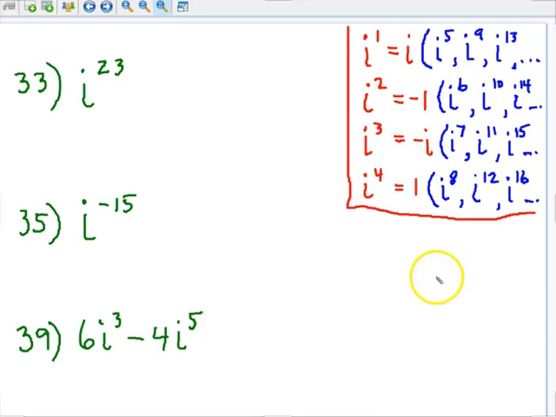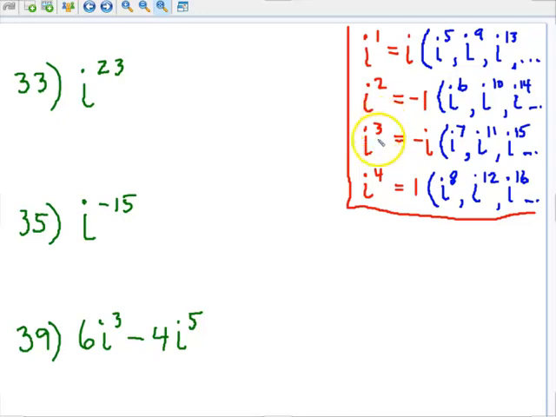Okay, let's talk about how to simplify powers of I, various powers of I. And I've kind of started a little table here. Some of this we already know. I to the first, of course, is just I. Anytime you raise a base to exponent 1, it equals the base. We've already talked about how I squared is equal to negative 1.